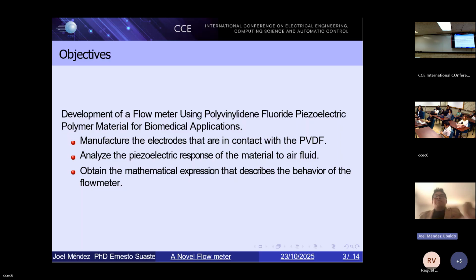Well, about the objective, we have a general objective: develop a flow meter using this polymer material for biomedical application. And the specific objectives are three. The first one, manufacture the electrodes that are in contact with the PVDF. The second, analyze the piezoelectric response of the material to air fluids. And finally, obtain the mathematical expression that describes the behavior of the flow meter. The next, please.